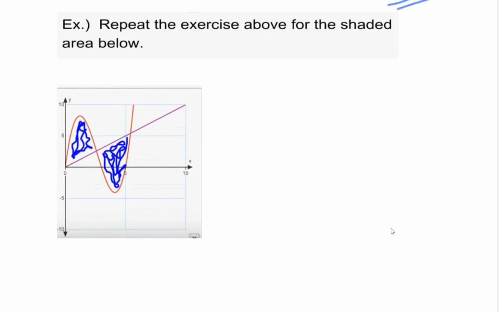Now look at this next one. They want me to repeat the steps for the shaded area below. So, the first part we have down already. That first part is 0 to 1 point something, 2.59, of g minus f dx. I actually know what that is. That's 11.9. I'm good with that one.